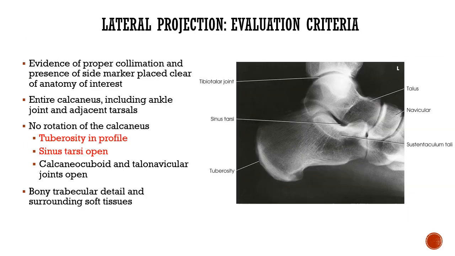Looking at the images that were shown here, we're looking at the entire calcaneus. The tuberosity is in profile, as we can see here. The sinus tarsi is visualized and is very open in this image. The calcaneocuboid and talonavicular joints are open.